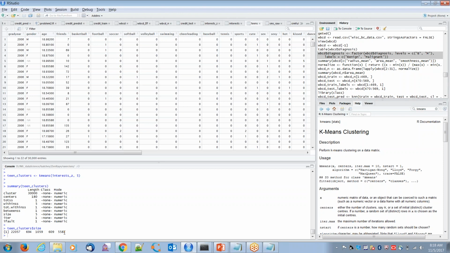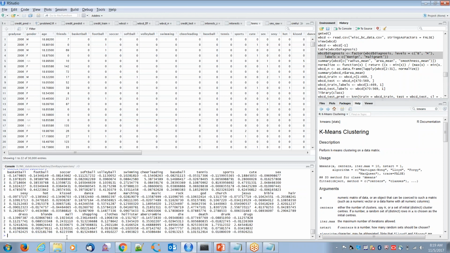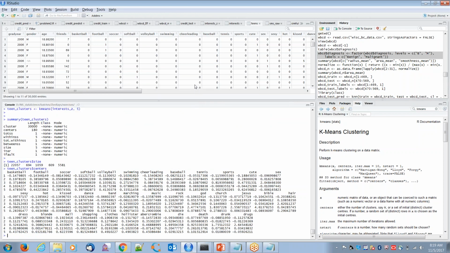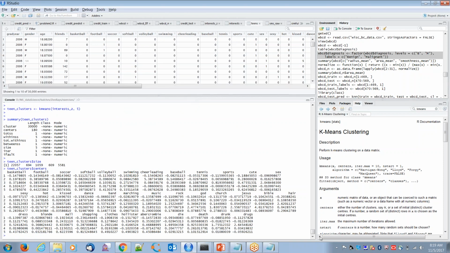Now let's look at some other attributes. Let's look at the centers. Yeah, this is what is important. You look here. We have all the keywords, basketball, football, soccer, whatever keywords we had used. For each keyword, the 5 cluster values are given.